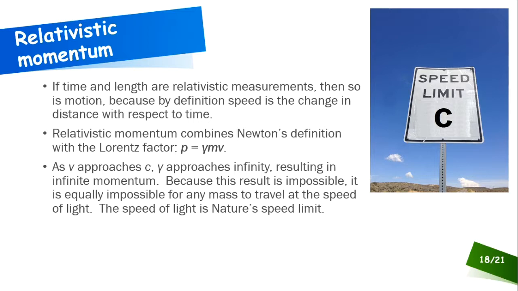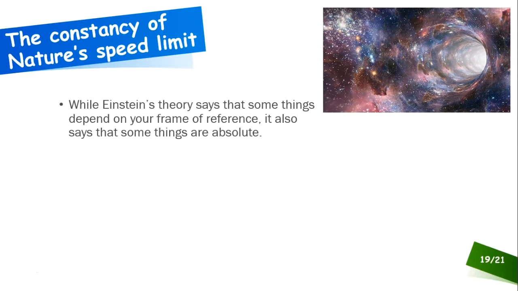To say that you have infinite momentum would mean that you have infinite energy, which, of course, we know from the second law of thermodynamics, is impossible. Not all the energy that's there in existence is available to work. There's unavailable energy, energy that's lost, energy that decays due to entropy. And so you can't have an infinite supply of energy. That's actually impossible. So there has to be a limit, and the limit is the speed of light. So while Einstein's theory says some things depend on your frame of reference, it also says that some things are absolute, like the speed of light.